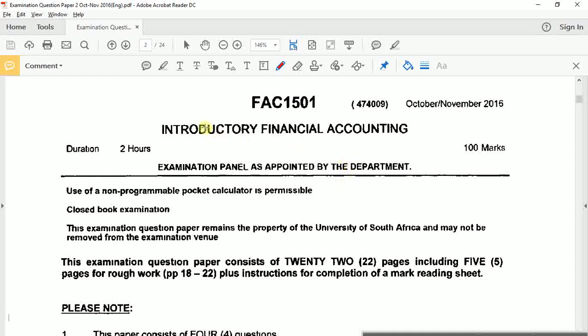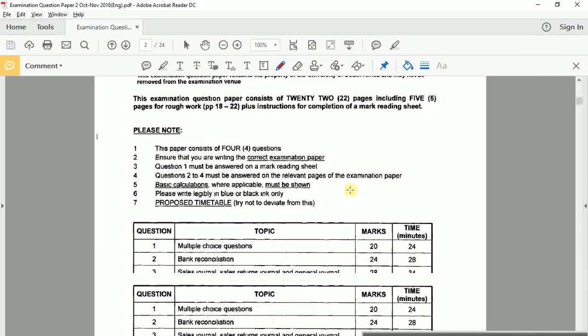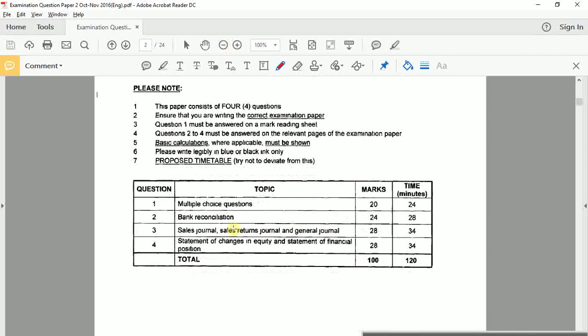We're looking at FAC 1501. This is October, November 2016. Right, so a good exam technique is to do what? Look at the proposed timetable and start with the question that you feel the most comfortable with, that's going to be the easiest to do. Okay, always focus on what you're good at.